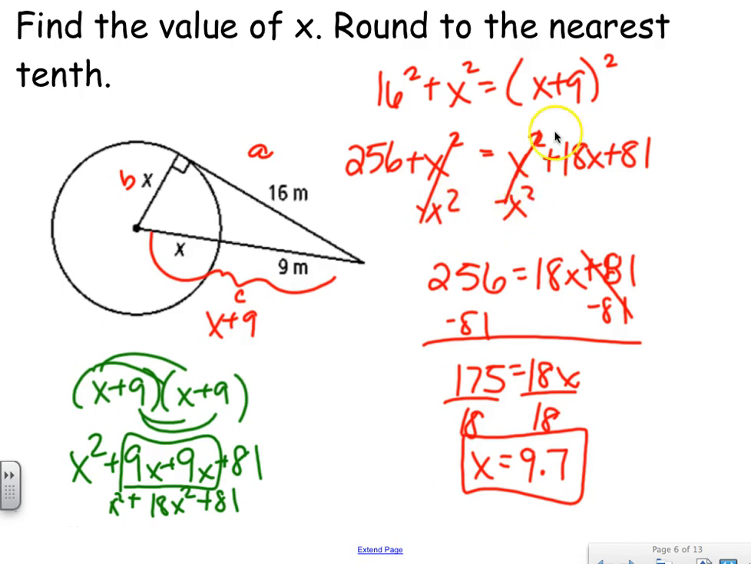You're going to subtract x squared, which you're going to cancel out. So it becomes a two-step problem where you subtract 81 and divide by 18. And you should get 9.7 for your radius. Okay, so not that bad.